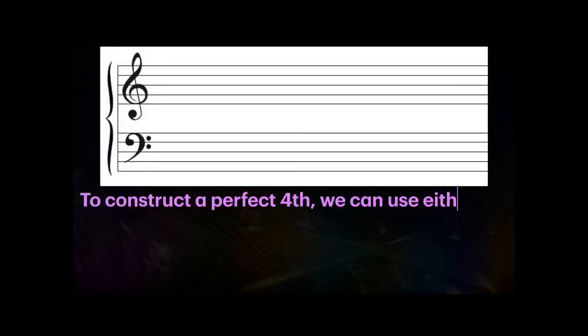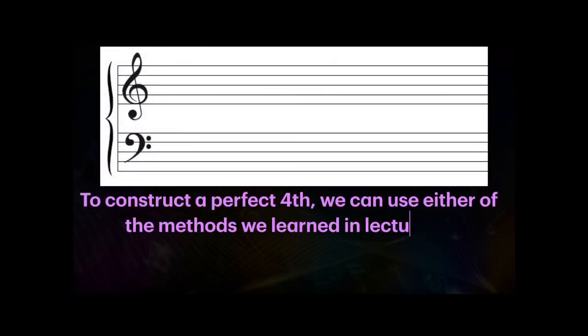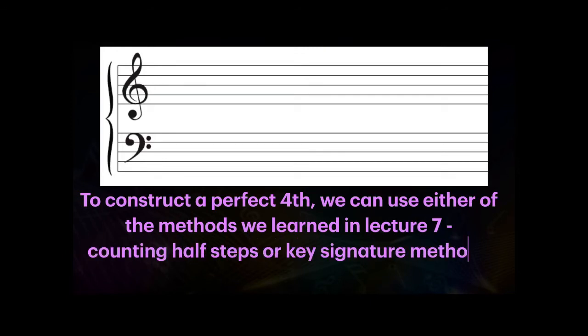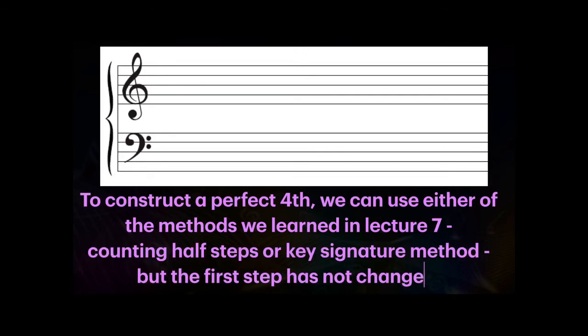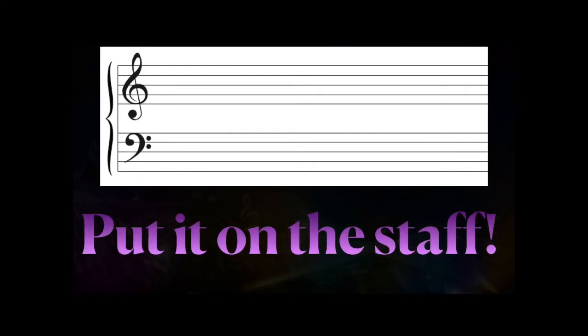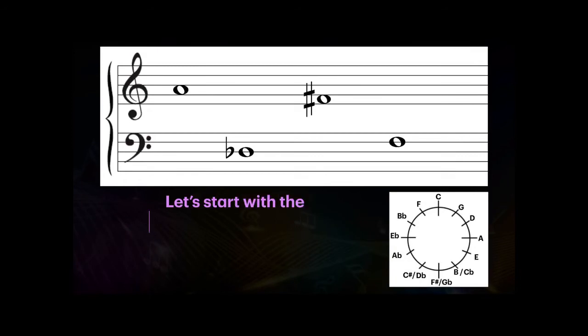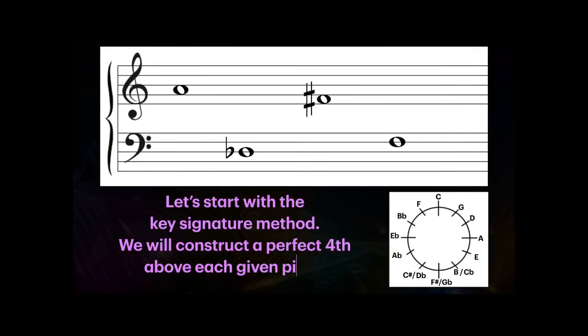To construct a perfect fourth, we can use either of the methods we learned in Lecture 7, counting half steps or the key signature method. But the first step, as always, has not changed. Put it on the staff. Let's start with the key signature method. We will construct a perfect fourth above each given pitch.